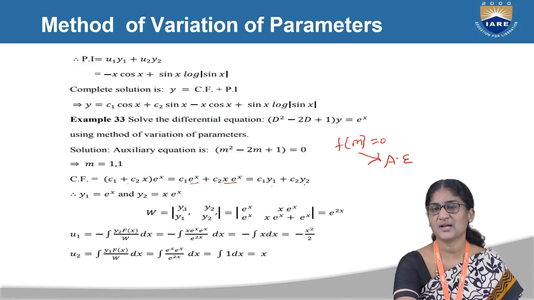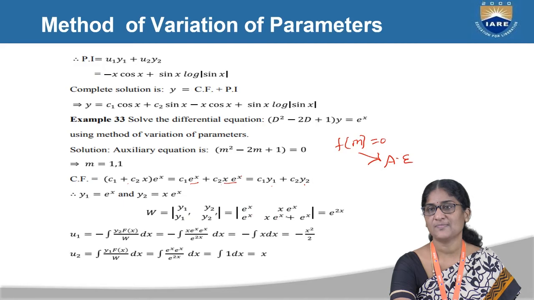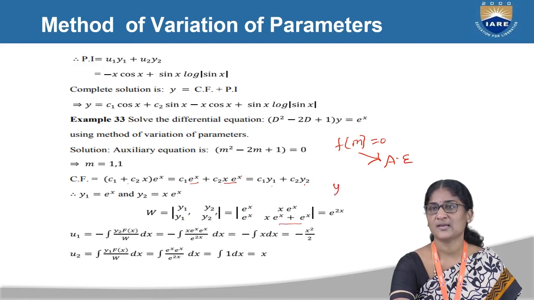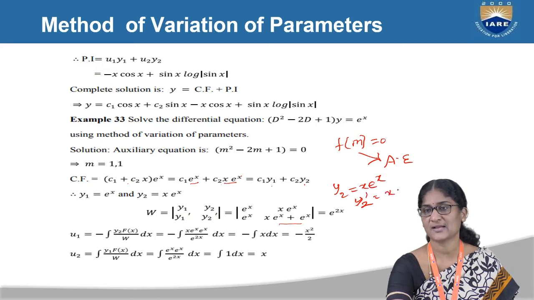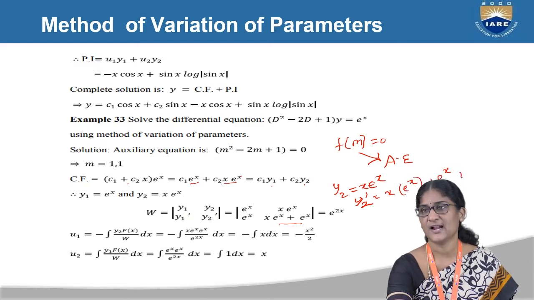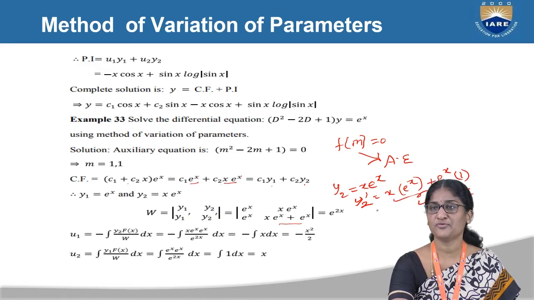Now, the next step is that you have to find out the Wronskian, that is the matrix determinant of y1, y2, y1 dash and y2 dash, which is equal to the matrix determinant of e power x, x e power x, e power x, x e power x plus e power x. How did I get it? Now, let's see. y2 is equal to x e power x, so what is y2 dash? Now you have to follow the u into v rule, that is x as it is, derivative of e power x is e power x, plus e power x as it is, and derivative of x is 1. So we are following the u into v rule, the product rule for the product of two functions.